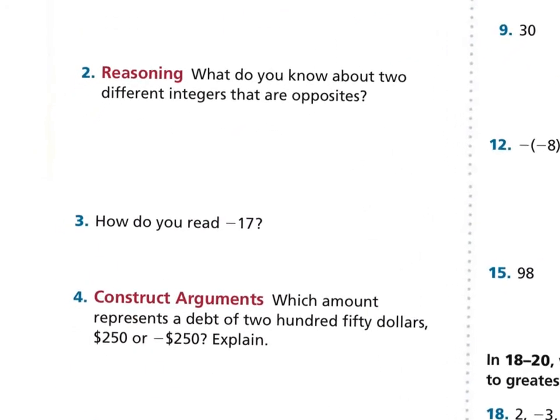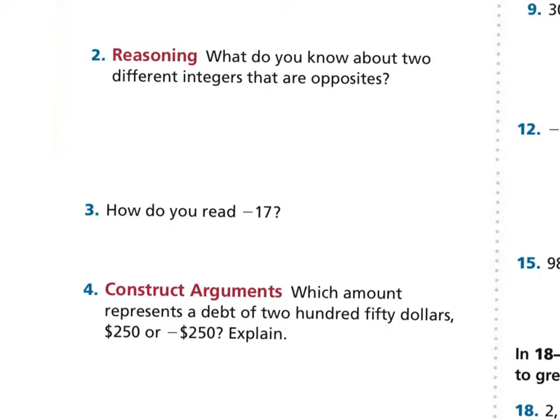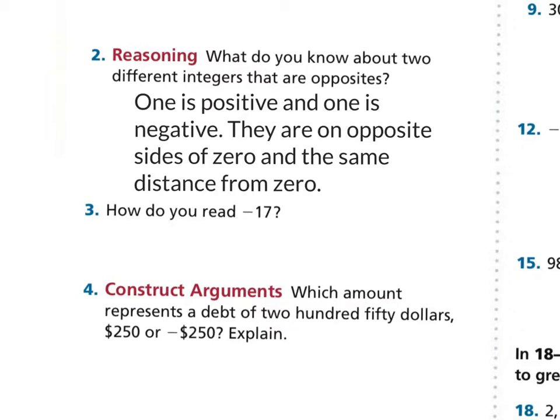So if we look at number 2 on the do you understand, it says, what do you know about 2 different integers that are opposites? So we could say one is positive and one is negative. Also, we could say that they are on opposite sides of 0 and the same distance from 0.